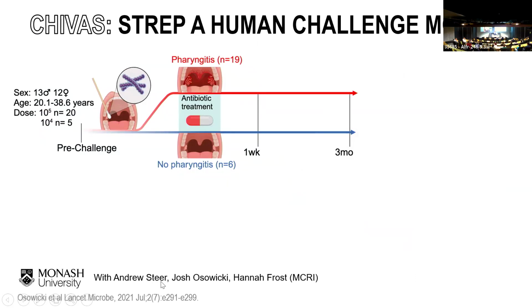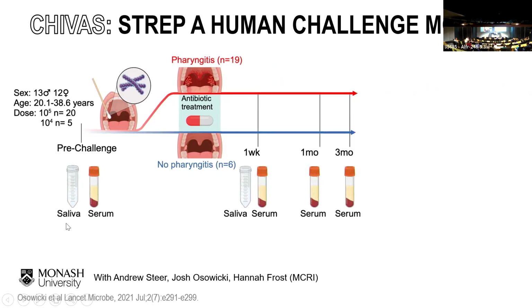So a few years ago now, Andrew Steer and Josh Osowicki from the Murdoch Children's Research Institute established the world's only human challenge model for Group A Strep. What this means is healthy adults were recruited and had Group A Strep bacteria painted onto their tonsils. 3 to 5 days later, 19 of those, so an attack rate of 80%, went on to develop pharyngitis. And we have biological samples from pre-challenge all the way out to 3 months.